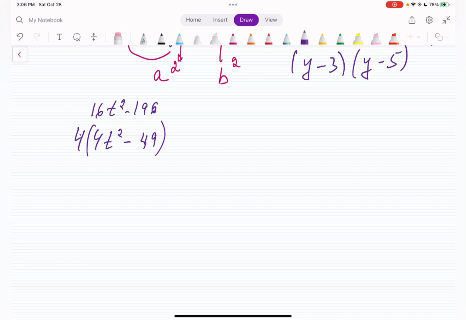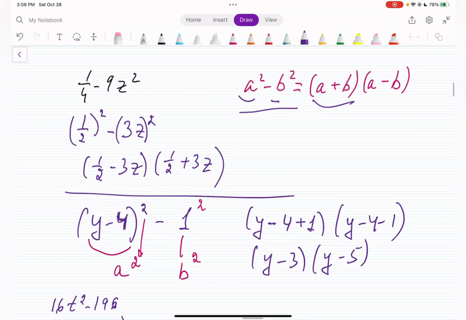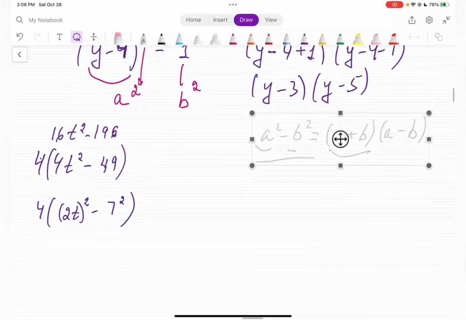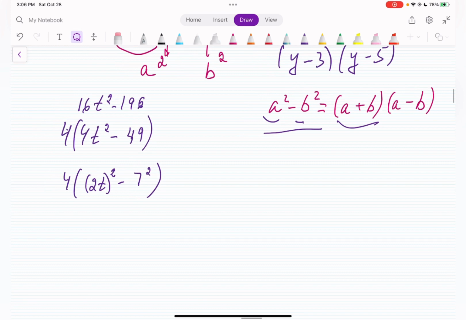Now, 4t squared minus 49, can I write down 2t squared minus 7 squared? Yes? Sounds familiar? Where is this formula? Let me bring this down. So what does that mean? A plus b, a minus b. My a is 2t. My b is 7. So it's a result.